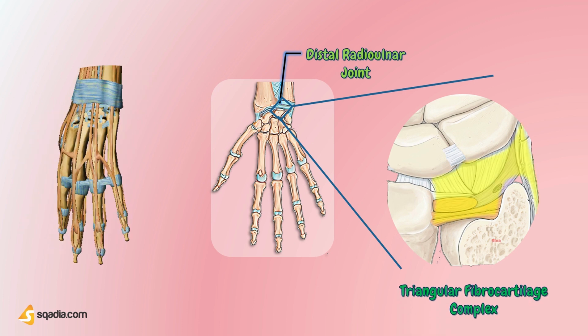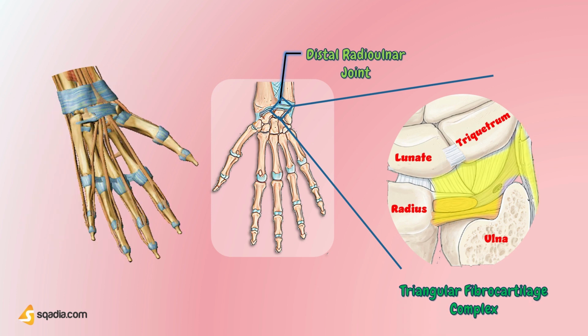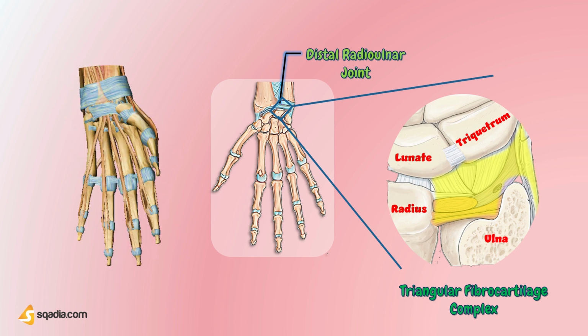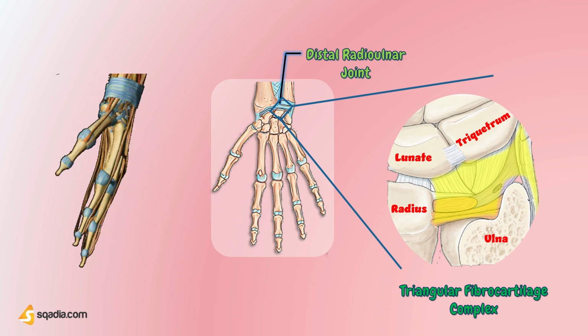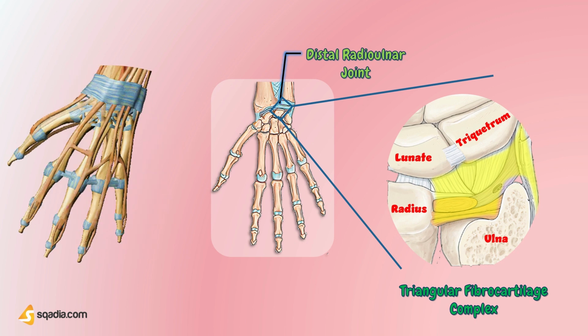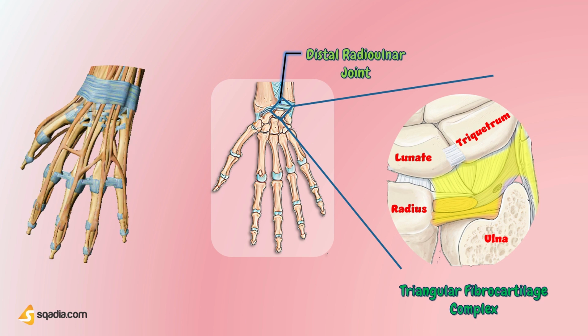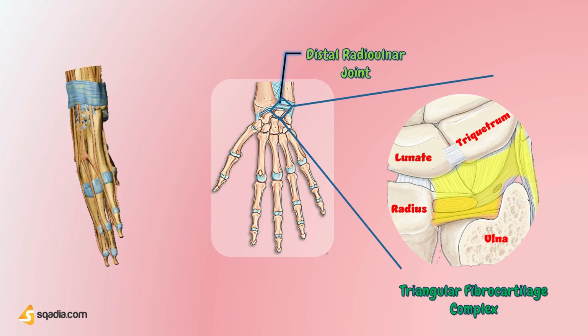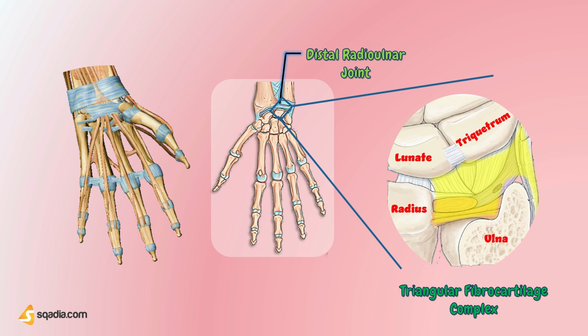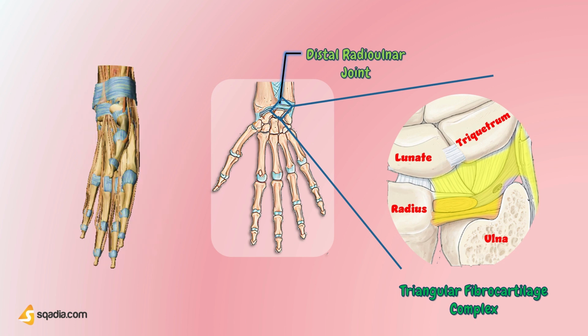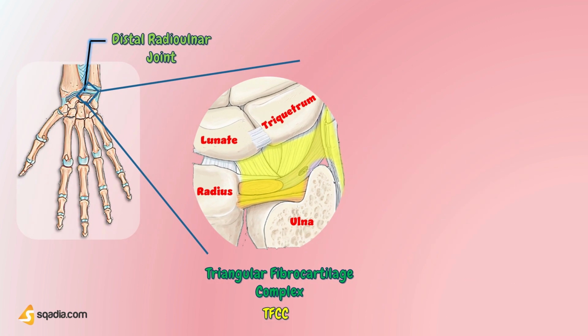Here you can see the ulna, radius, lunate, and triquetrum. The highlighted area is the Triangular Fibrocartilage Complex. The nomenclature, Triangular Fibrocartilage Complex, is apt because it reflects both structure and anatomical shape.